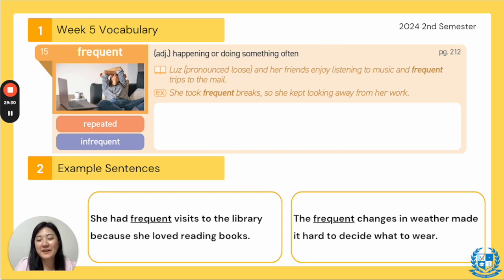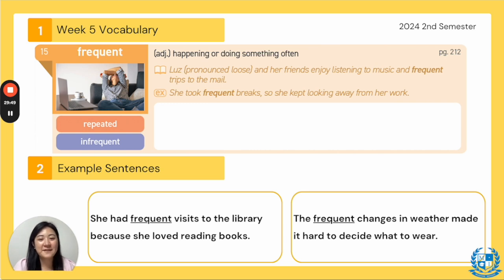It says she had frequent visits to the library because she loved reading books. Yes, when I was younger, I used to go to the library once or twice a week, and I would always get books. I loved it. It's my favorite place.